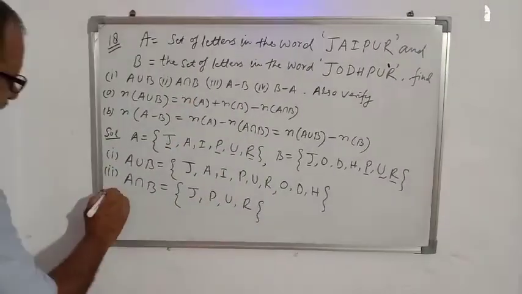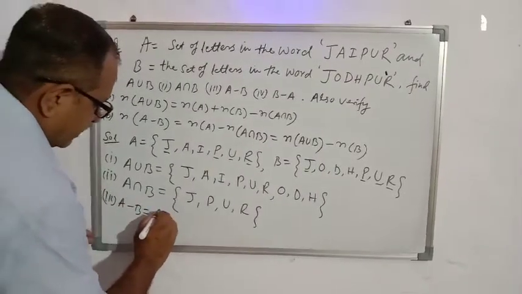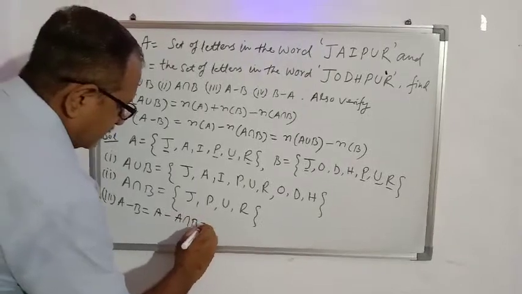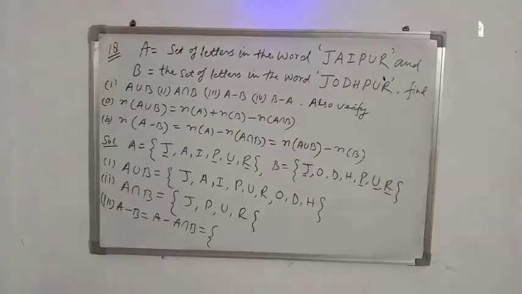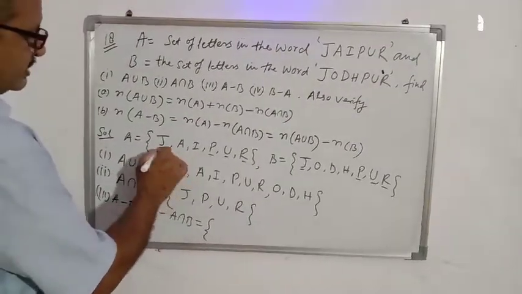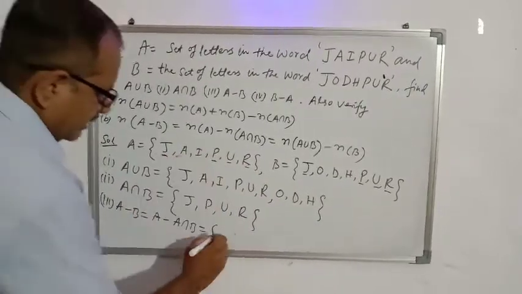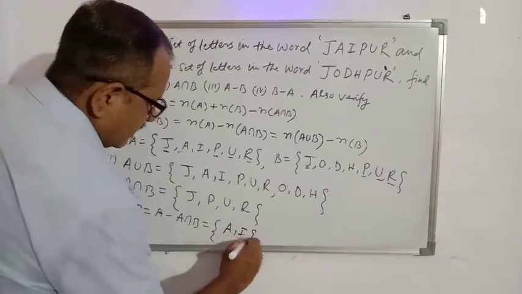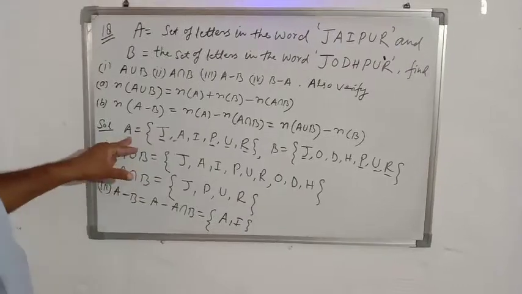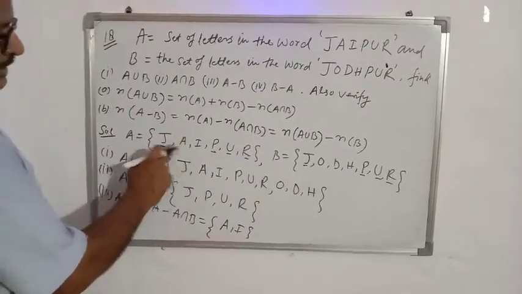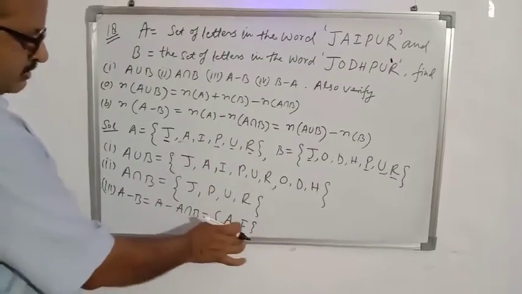And A minus B. A minus B means A minus A intersection B. A minus B means we will remove the common elements from the set A. So remove these common elements J, P, U, R. We will get only these two elements A and I. A minus B means we will remove the common elements of A and B from the set A. So common elements are J, P, U, R. We have to remove it. Remaining elements A and I. So we have to write A and I.